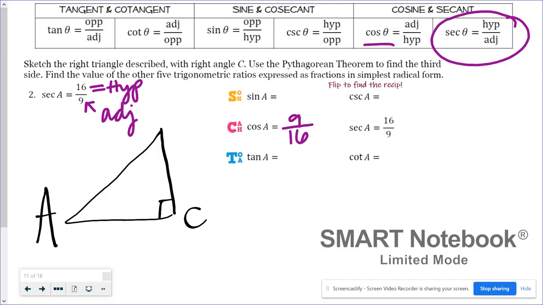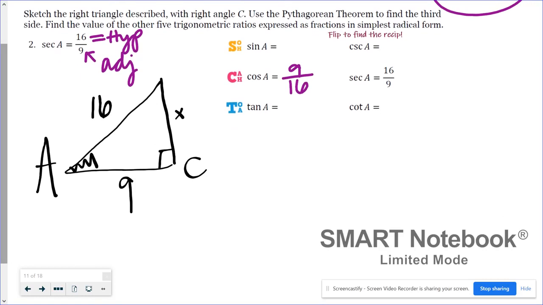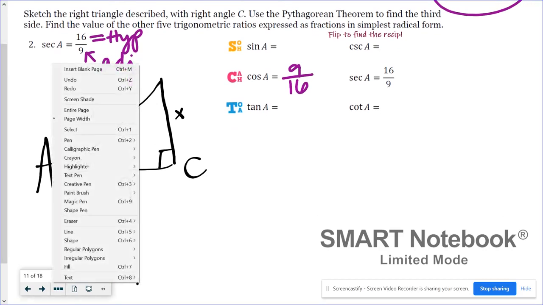The hypotenuse we know is 16. The side adjacent to angle A is 9. We have to use the Pythagorean theorem to find our missing side, because when you know 2 sides, you use the Pythagorean theorem to find side 3. So that's what we're going to do.